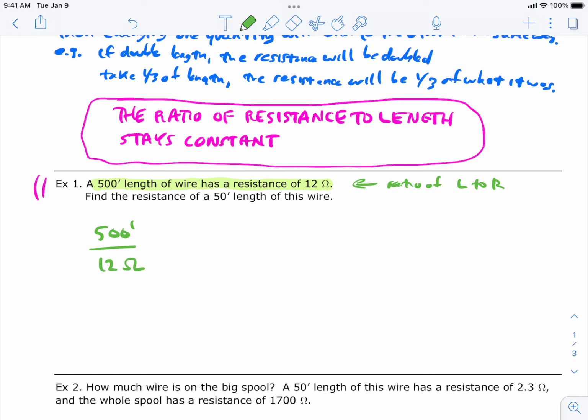That ratio stays the same, which means that if we grab a different piece of wire, one that's only 50 foot long, then we can figure out how many ohms it'll have. Notice that the ratio of feet over ohms is the same in both cases, hence the equal sign to say stays the same. The 500-foot wire had a 12 ohm resistance, so that's the ratio of feet to ohms for that wire. I'm assuming it's the same material. If you change the length, it's going to change the ohms, but the two ratios have to stay the same.